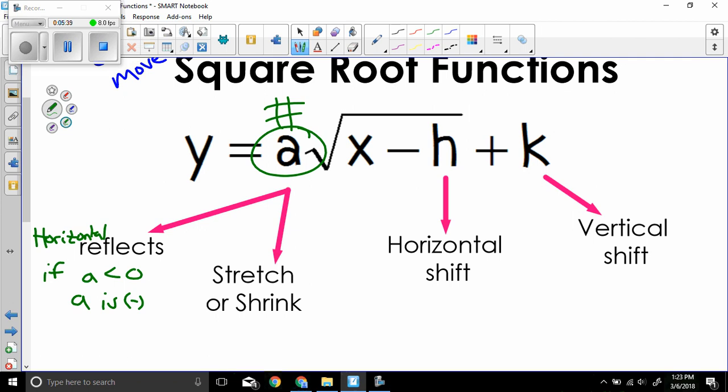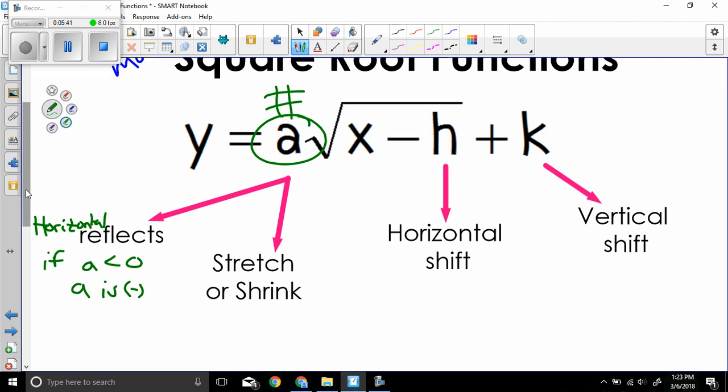Now the stretch here is the absolute value of A greater than 1? If it's greater than 1, it's known as a stretch. Is the absolute value of A less than 1? Well, if that's the case, then it's known as a shrink.